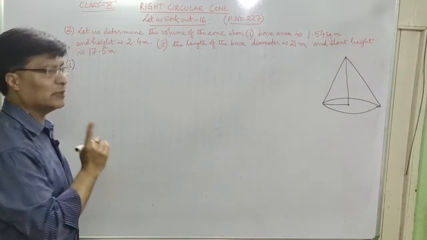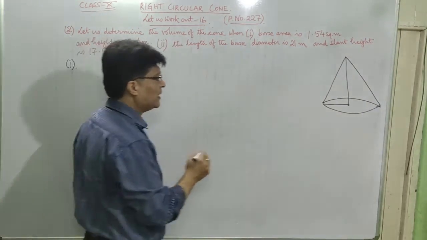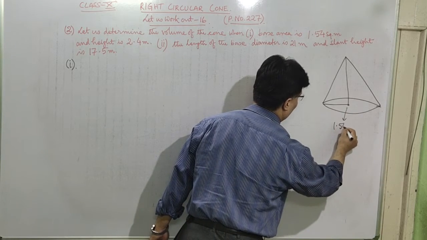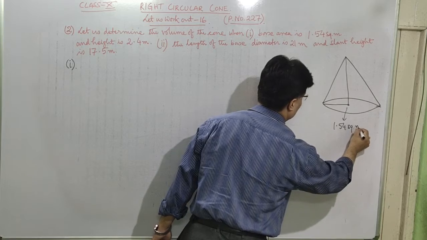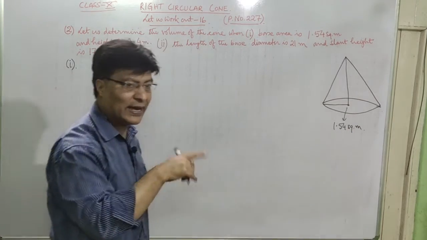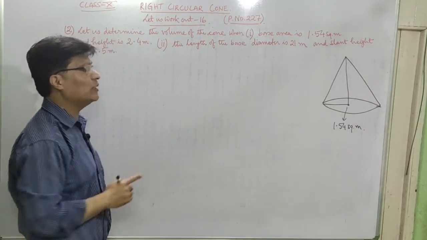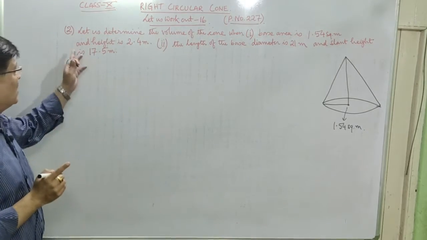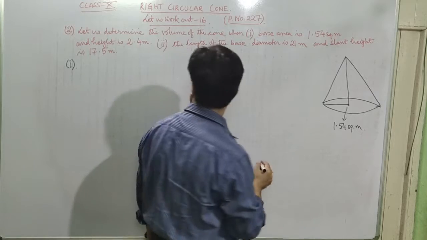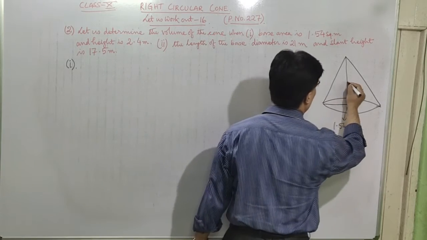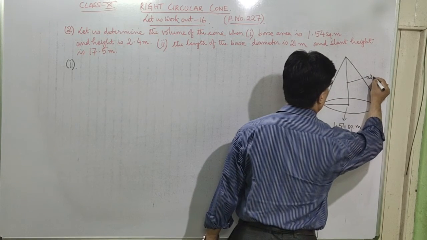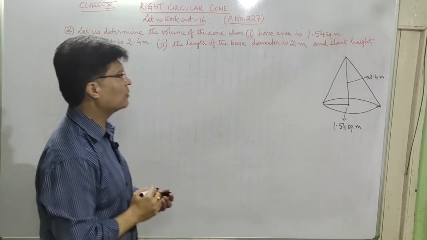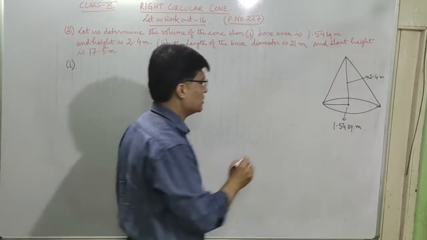So in the question, in number 1, base area is given. Its area is 1.54 square meter. That is the area of the circular base of the cone is 1.54 square meter. And what is the height of the cone? It is 2.4 meter. So here the height of the cone is 2.4 meter.